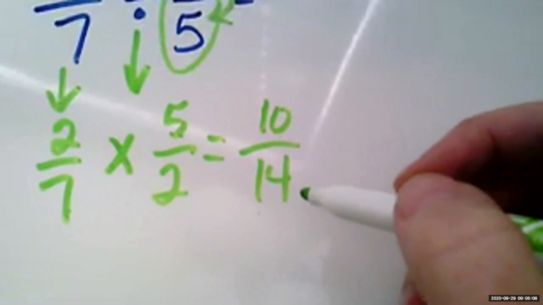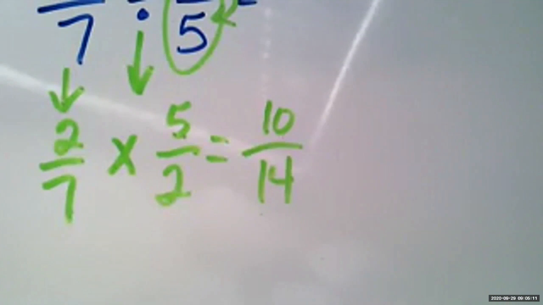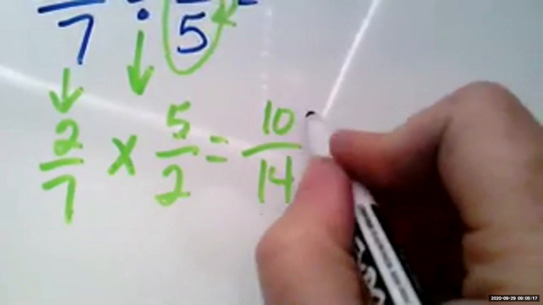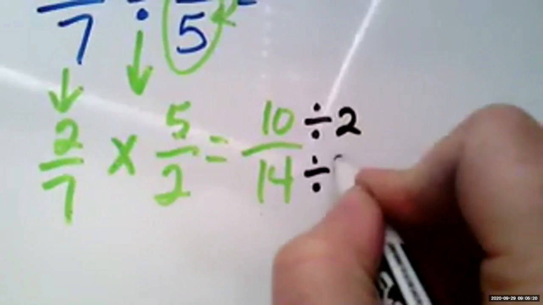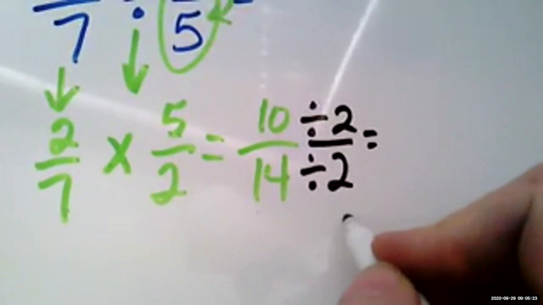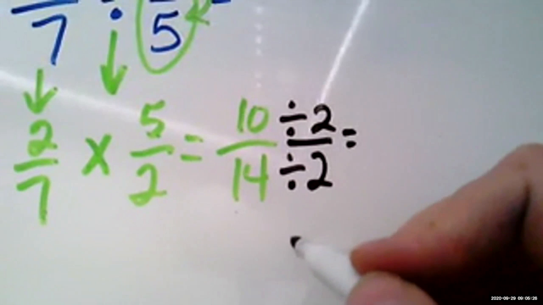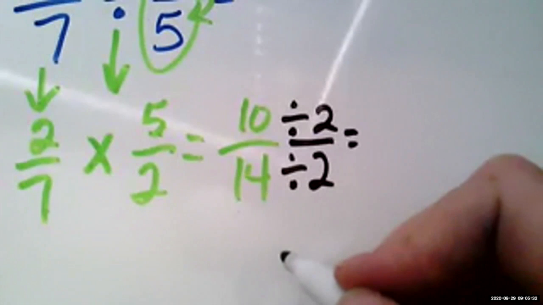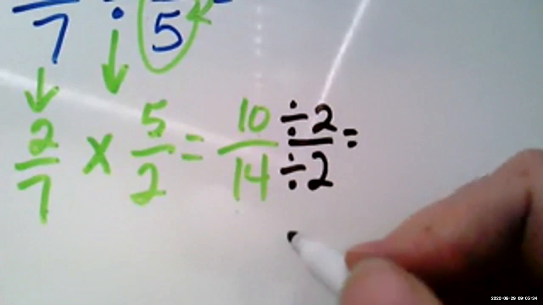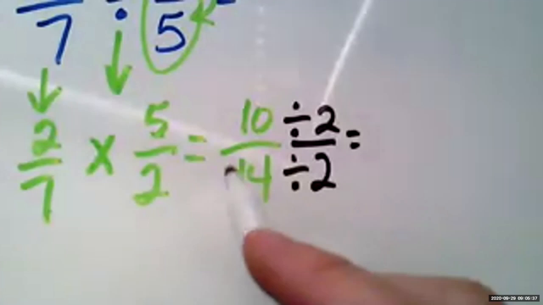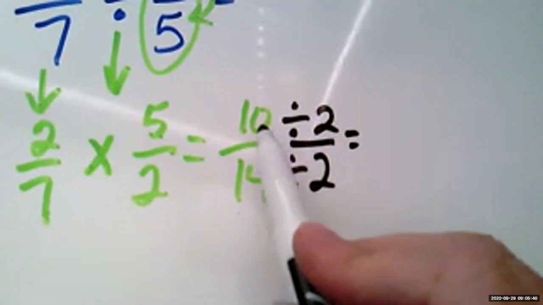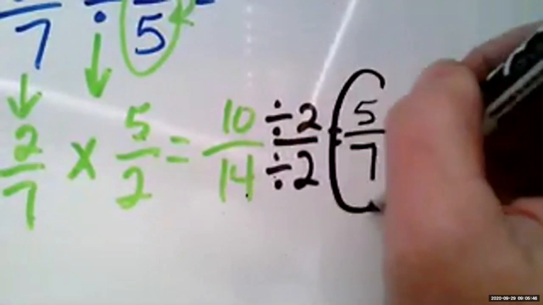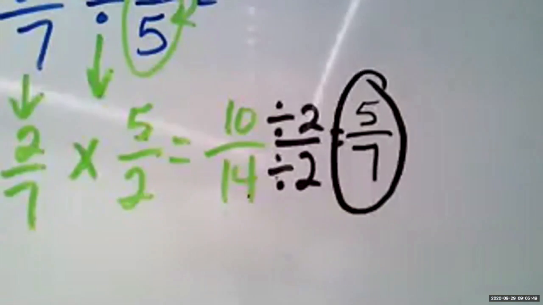When I say reduce your answer, reduce means that 10 and 14 are both even numbers, so they both divide by 2. This is why MobyMax is so very important, and knowing your math facts is so important, because you have to know this mental math in order to reduce fractions. It's a skill that you can develop and work on. 10 divided by 2 is 5, and 14 divided by 2 is 7. Therefore, your final answer is 5/7.